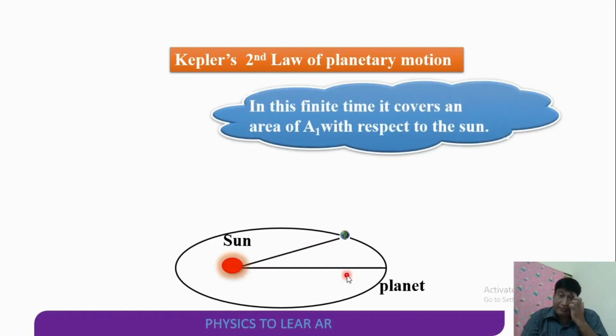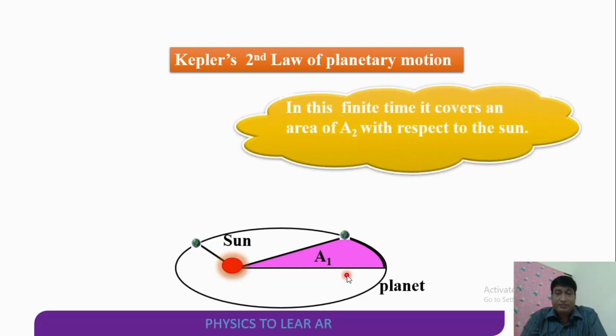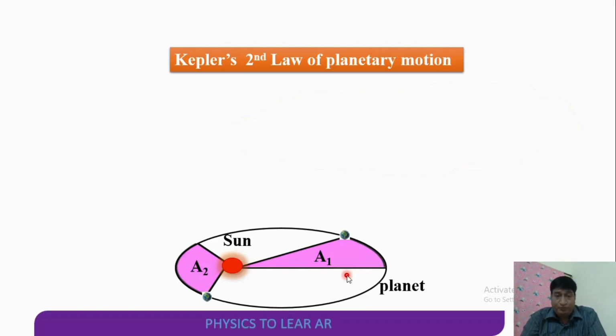In this finite time it covers an area A1 with respect to the sun. Similarly, after some time, in the same time period it covers some area A2 with respect to the sun. From the figure we can understand that in the same time period it covers an area A1, and then here it covers an area A2.